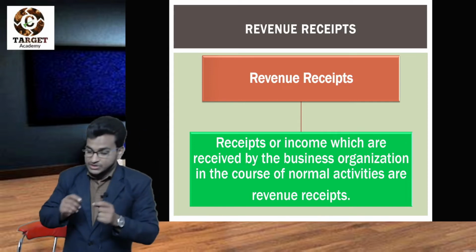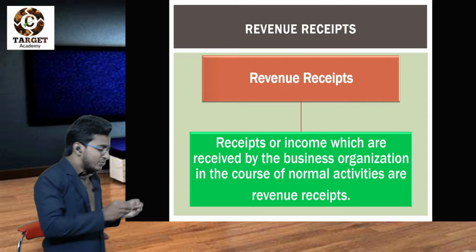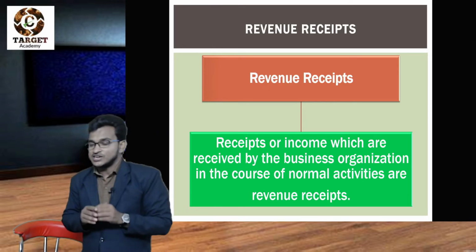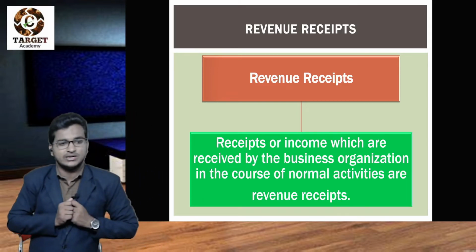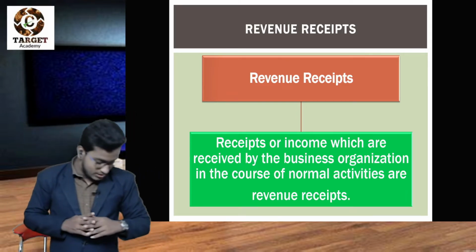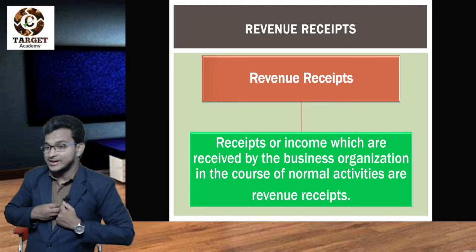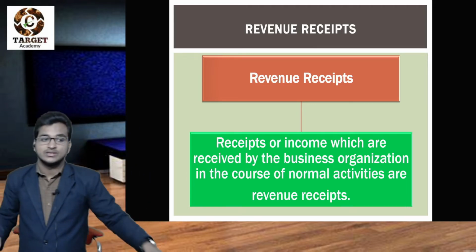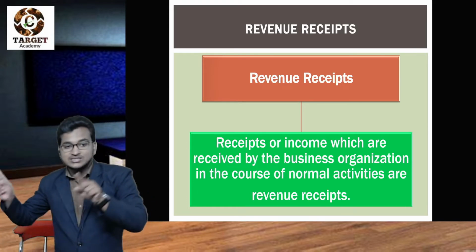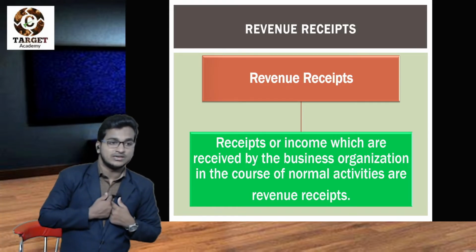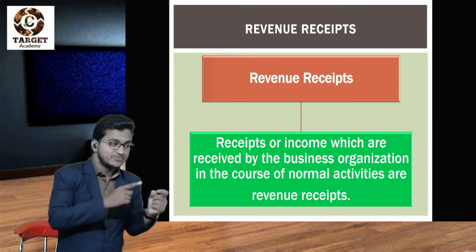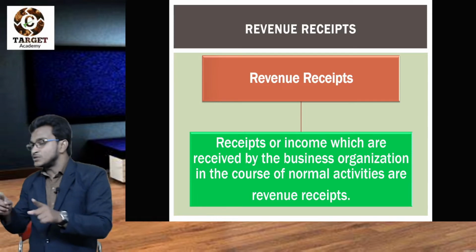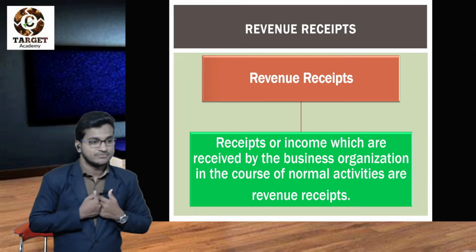Revenue receipts means whatever we are receiving in the normal course of activity is called revenue receipt. That means we are selling the goods and receiving the money. Capital receipts means whatever we are earning not in the course of normal activity. When we sell a building, that is not my normal activity. My normal activity is selling of goods and producing of goods. Building sale, that is not my normal activity.